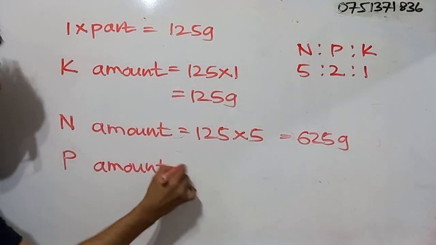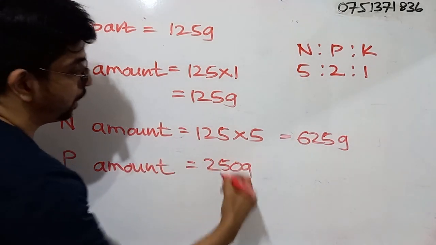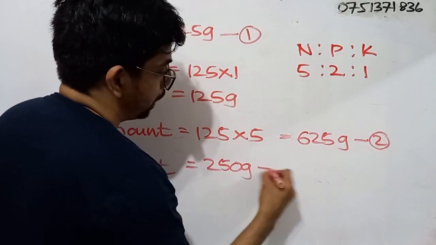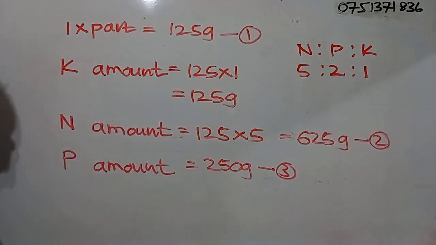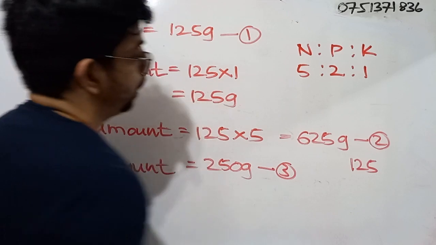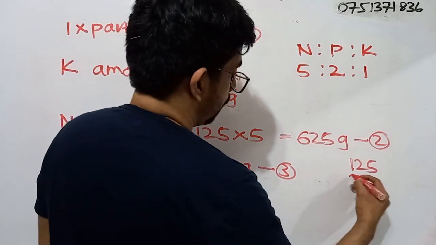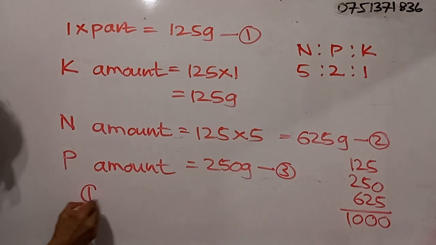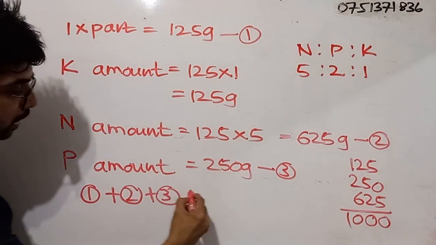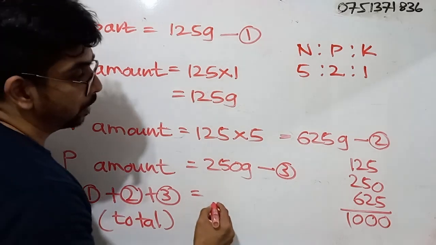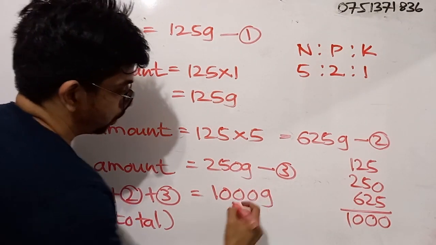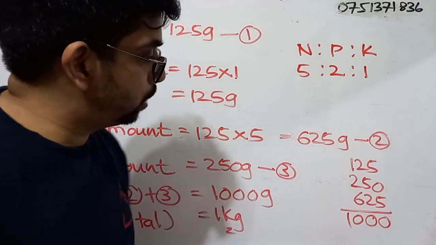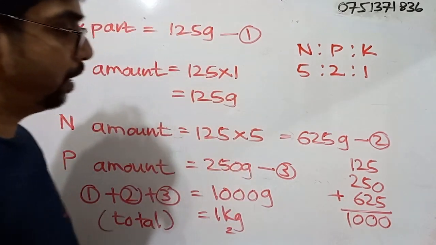We know the phosphorus amount, it has been given to us. That is 250 grams. So what can we do? We can add these values together: 125, then 250, and then 625, to calculate the total. So what do we get? 1000 grams, 1 kilogram.